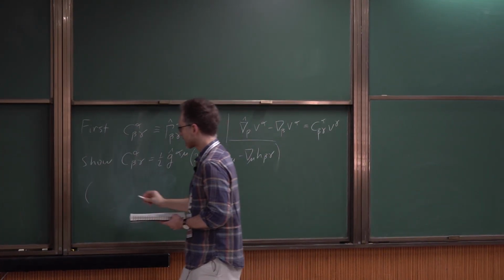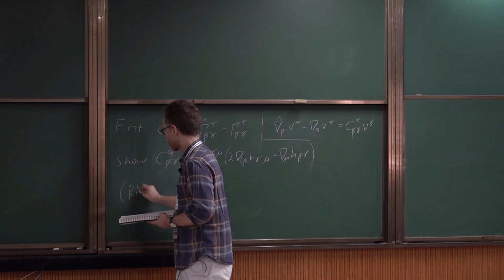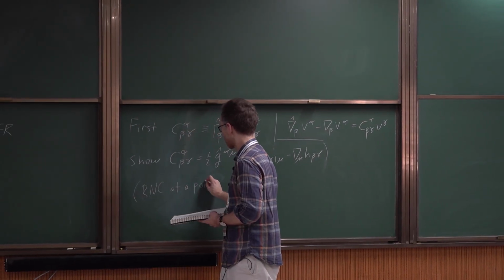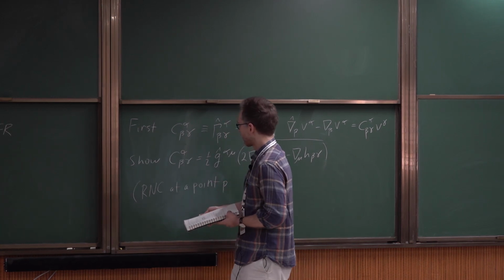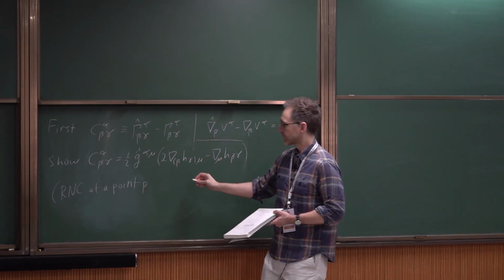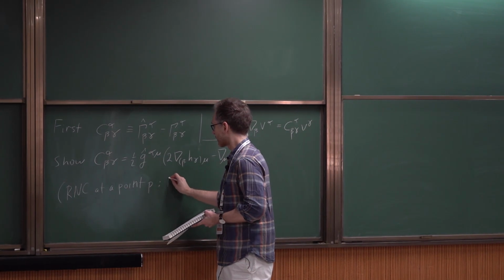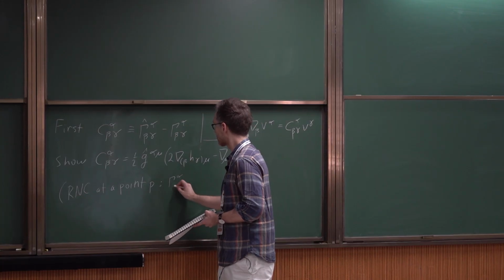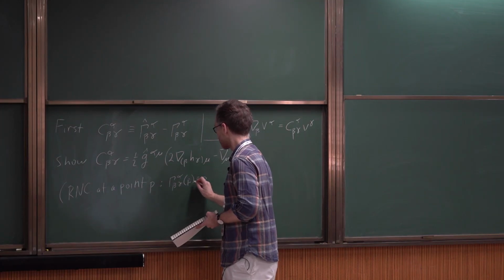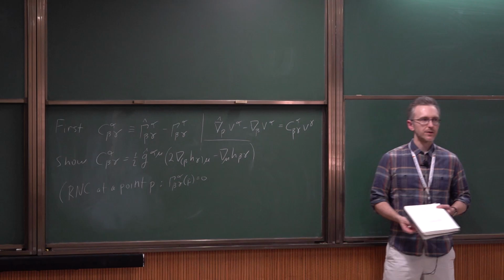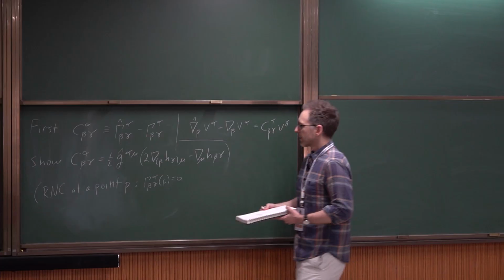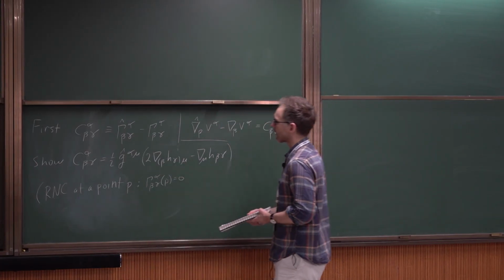A much easier way is to use Riemann normal coordinates at a point P, where the Riemann normal coordinates are defined with respect to the background. So what that means is that the Christoffel symbol at the point P is equal to 0. You're all familiar with Riemann normal coordinates, right? Okay.